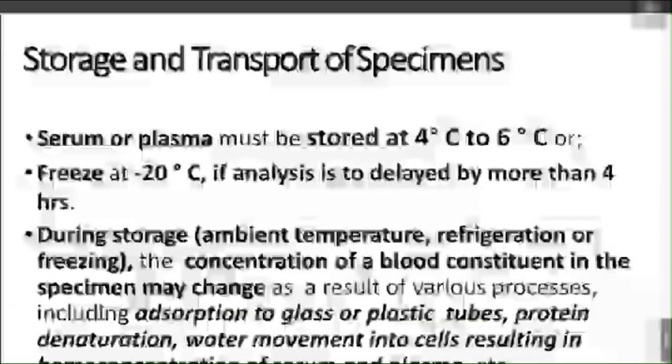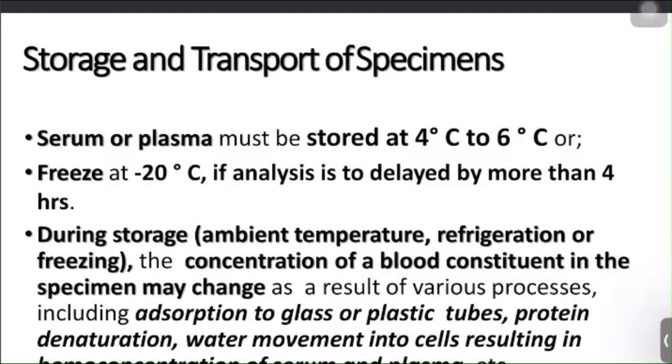So, you need to know, of course, the storage and transport of your specimen. So, serum or plasma must be stored at refrigerator temperature, which is 4 to 6 degrees Celsius, or freeze it at negative 20 degrees Celsius if analysis is delayed by more than 4 hours. Why negative 20 degrees Celsius? In order for you to completely stop possible chemical degradation. Okay? Because within refrigeration temperature, still, some metabolic processes are happening.